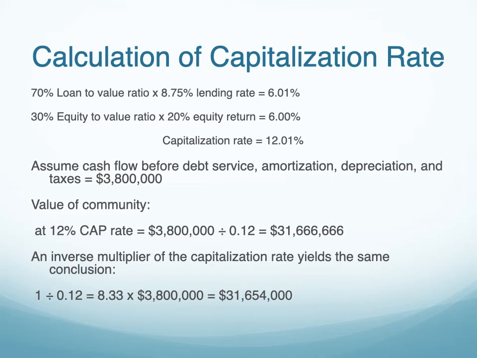People also talk about the multiplier. So an inverse multiplier of the cap rate is a very simple thing. It yields the same conclusion. Just take 1 divided by 12. And so your inverse multiplier then is 8. So it's 8 times your EBITDA, and that comes out to 31,654 and change. So basically the same thing. So some people use cap rates, some people use inverse multipliers. So it's very simple.